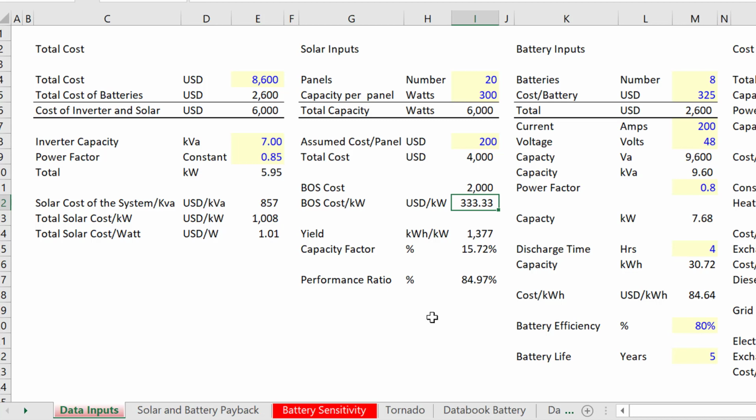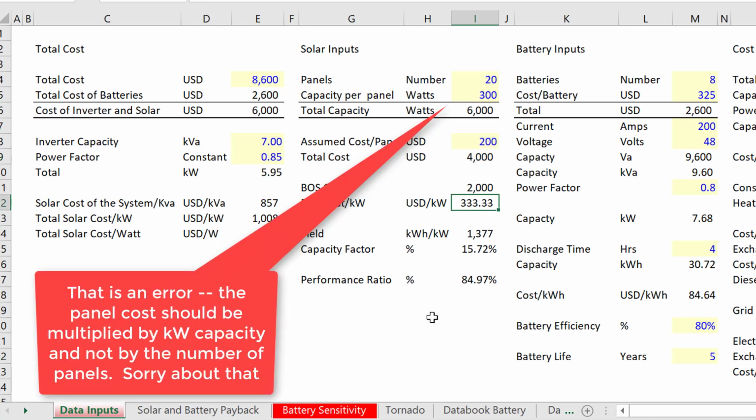And then, excuse me, I'm trying to get some words out. I'm trying to say, well, what happens if we really assume the cost of the panel was 200? How much is the implied balance of the system cost? It would be the total cost of the solar minus the panel cost. And the panel cost was 200 times the 20 panels. Okay, and we can see what the balance of the system cost is.